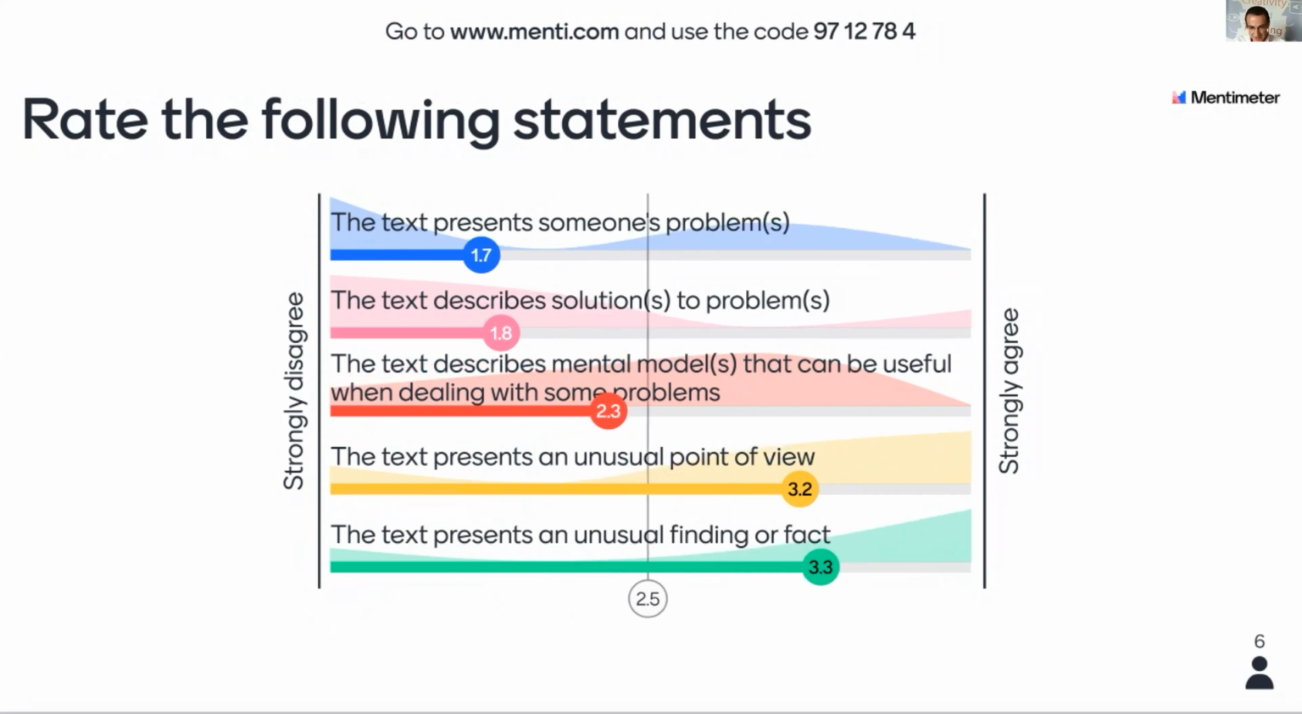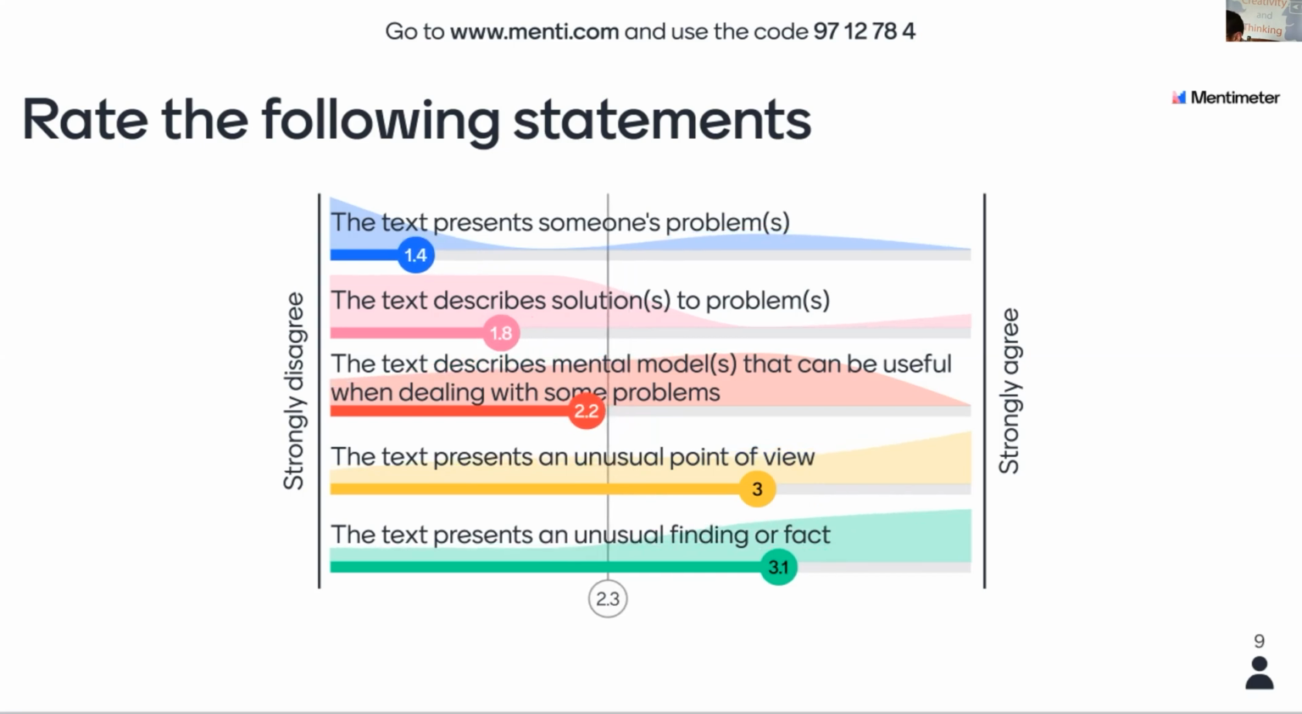So 5 of us have answered, very well, 6. Let's try to reach at least 10 people so that we see how we interpret this text. Okay, so we have 10 people, even 11.